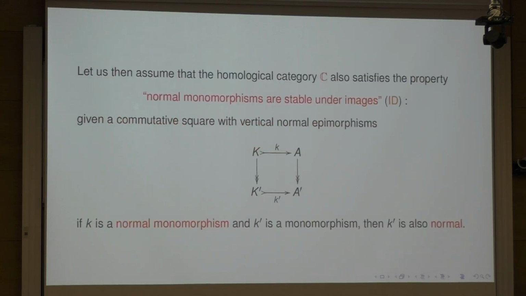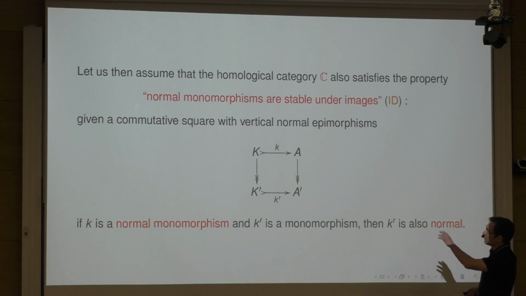And if we assume that our homological category also satisfies an additional condition, namely that normal monos are stable under regular images, that I will call ID for ideal determined, because it is the crucial axiom in the definition of ideal determined category.